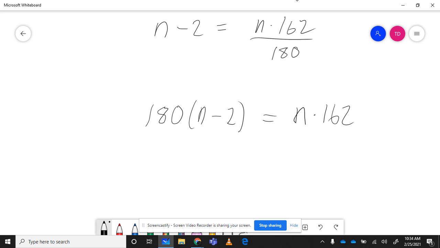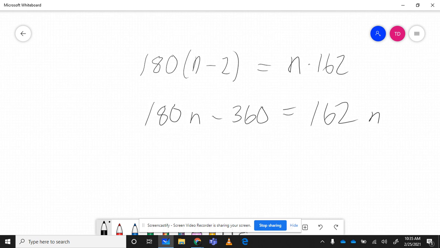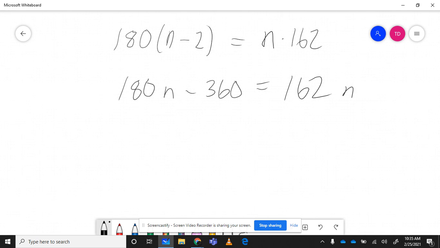Then at that stage, I'm going to distribute that 180. So I'm going to have 180n minus 360 equals, and then I'm going to rewrite that as 162n. Okay, now at this stage, we're looking a lot better. We've got our quantities of n by themselves without having anything done to them. I can subtract 162n from both sides now so that it's not on both sides.